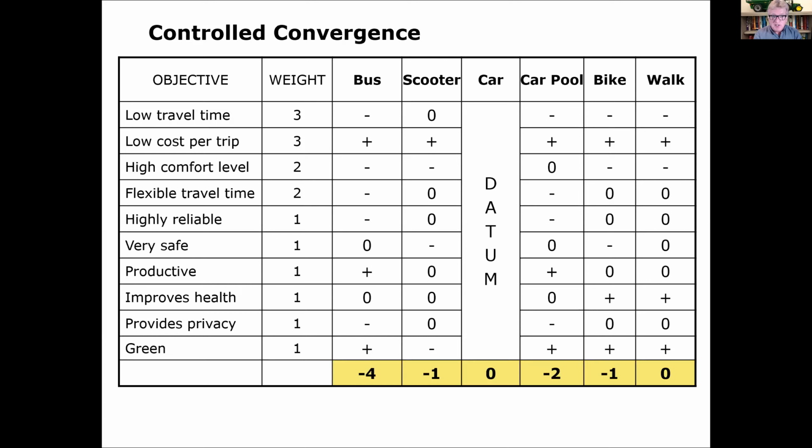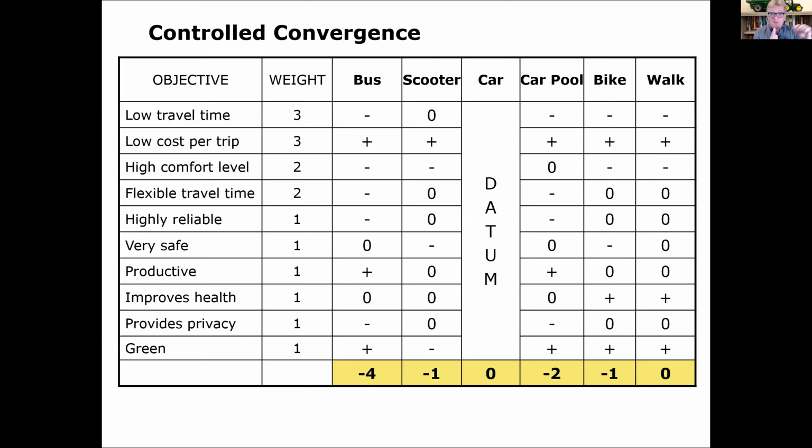And so in this particular case, we've got travel time. We've got cars as the datum. So bus, clearly, if I'm going to be on a bus schedule, instead of being able to make it to work in 12 to 15 minutes, it's going to take me 40. So that's probably going to be a negative. Scooter, well, depending on the route you take, it may be about the same as a car, maybe just a little bit longer, but essentially the same as a car. Carpool, well, it depends.